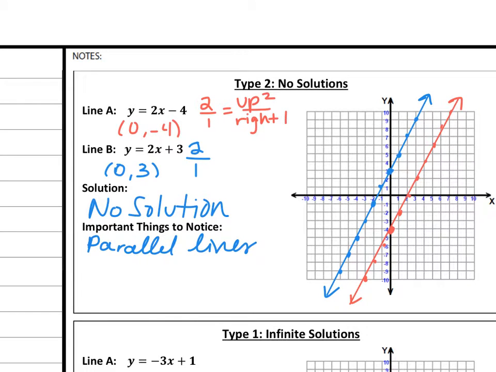Let's think about why they're parallel lines, because I want to know what's causing the parallel lines. What's making them parallel? Zach? They have the same slope. They do have the same slope. Okay. What's different, though? Because it's the same slope, but what's different, Jack? Y-intercept. Different y-intercept. Brilliant.